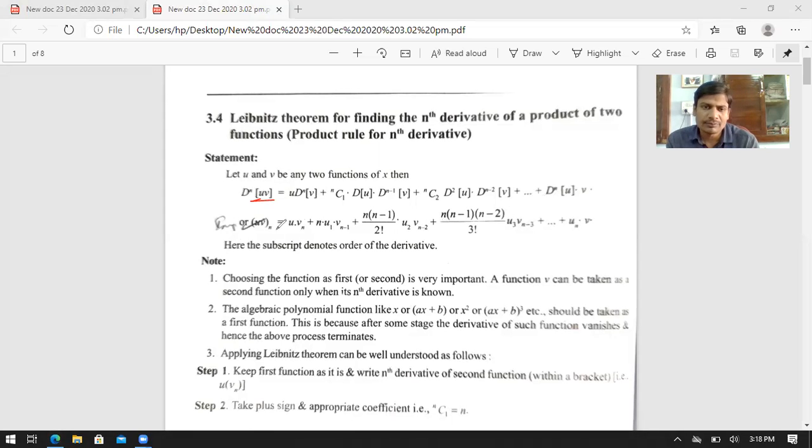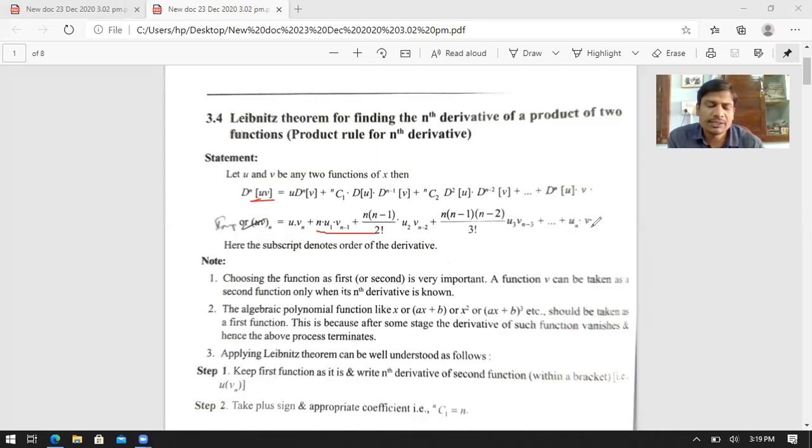In another way, the nth derivative of uv is equal to u into the nth derivative of v, that is v_n, plus nC1, whose value is n, so n u1 v_(n-1), plus nC2, which is n(n-1) divided by 2 factorial, into u2 v_(n-2), plus nC3, which is n(n-1)(n-2) divided by 3 factorial, into u3 v_(n-3), and so on, up to u_n into v.